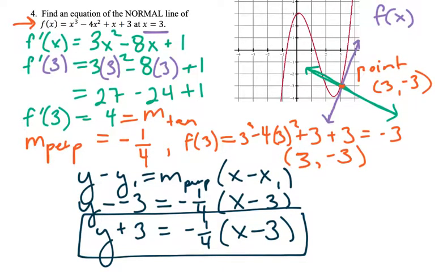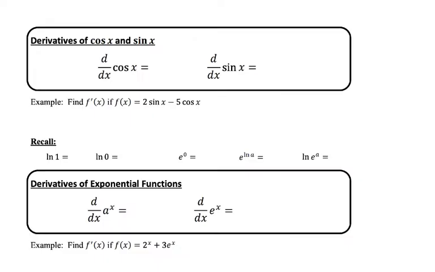The final piece of information for this video, moving to the second to last page, this page 6, we can find tangent lines and normal lines for trig functions and for exponential functions, just like we did for the functions we've been looking at in the rest of this video. We just have to use derivative rules that do not include the power rule. So we've already learned these, but this is a quick reminder.